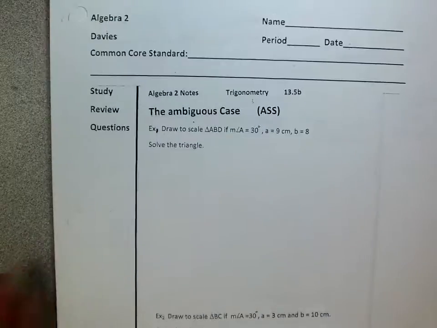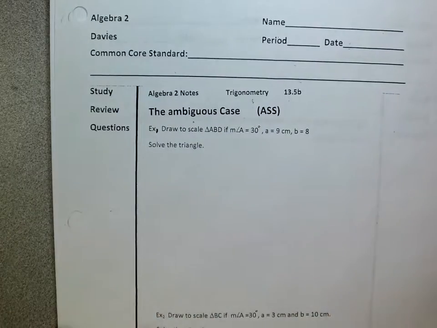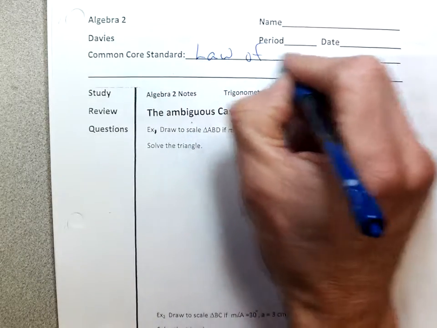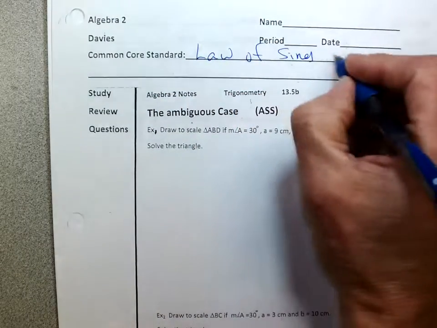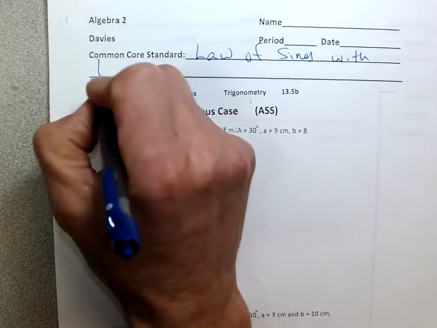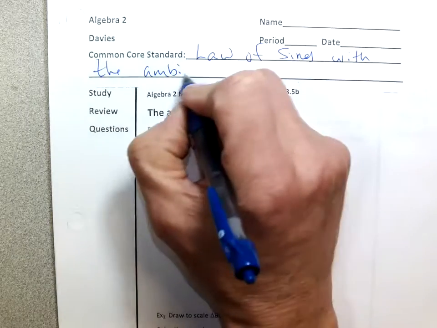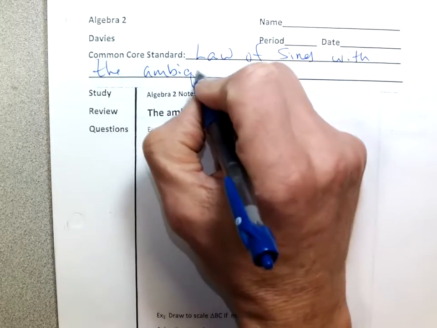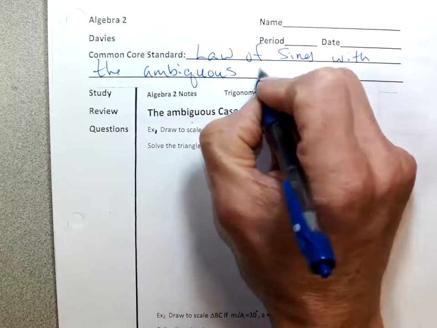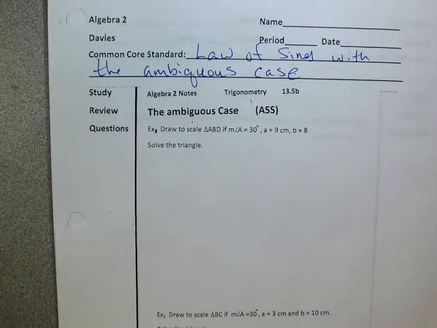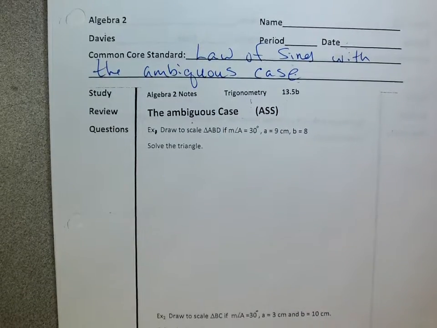Okay, so today, Common Core Standard. What we want to talk about is the law of sines with the ambiguous case. All right. So right off the bat, I think Lane saw it first, and that was this darn inappropriate word, ASS, right?